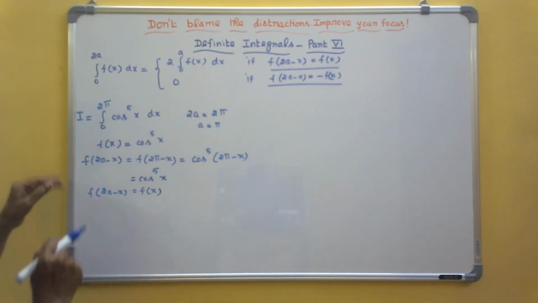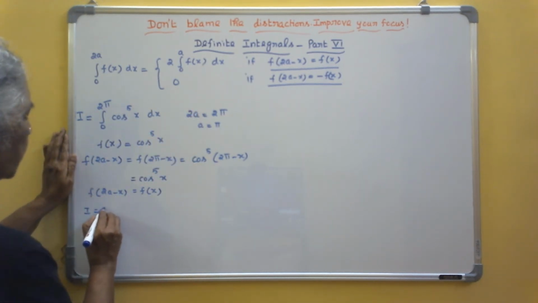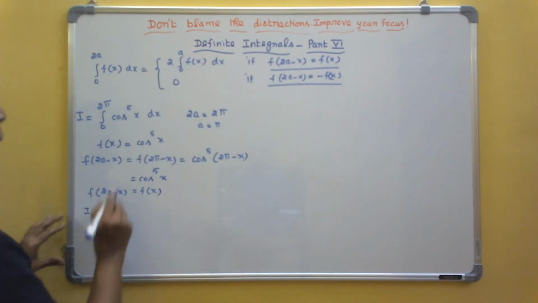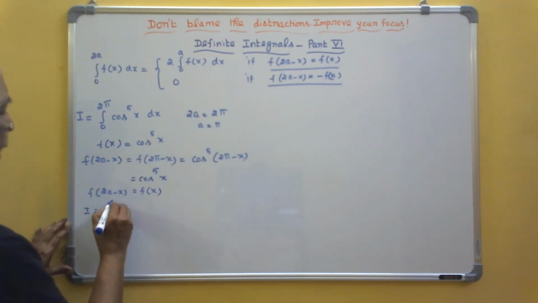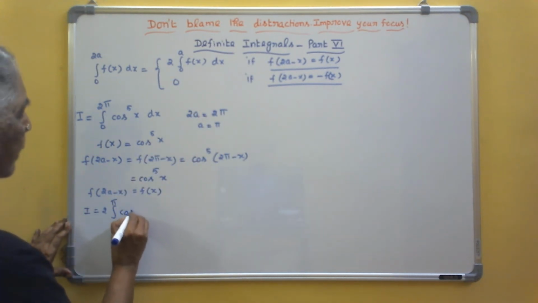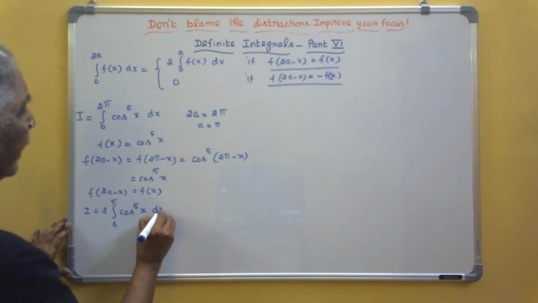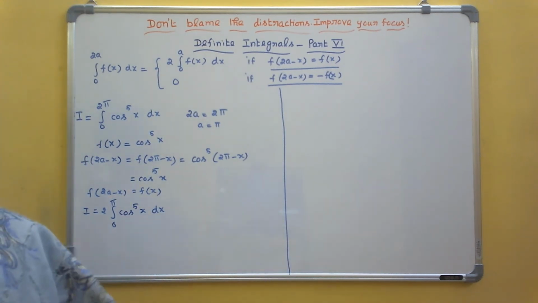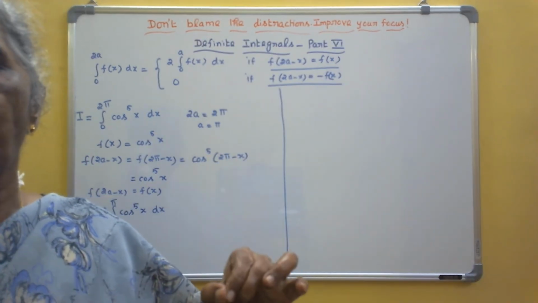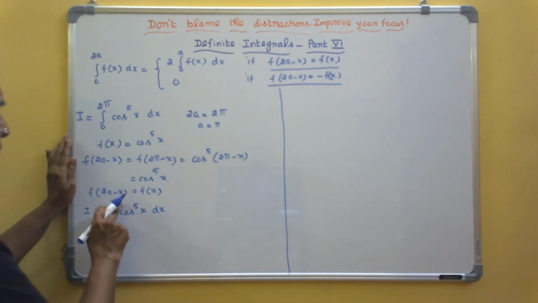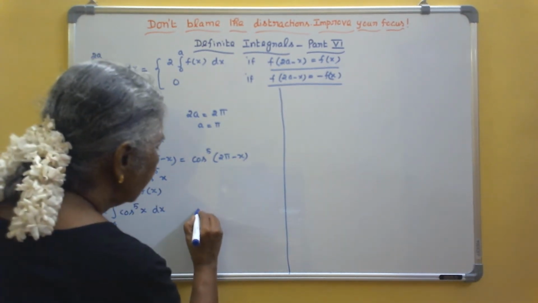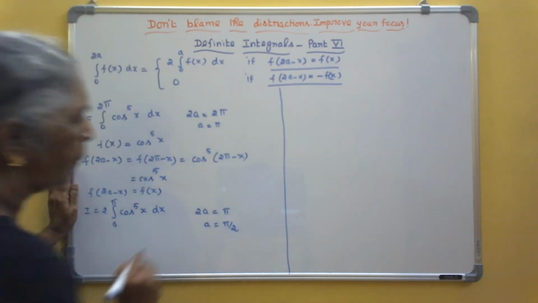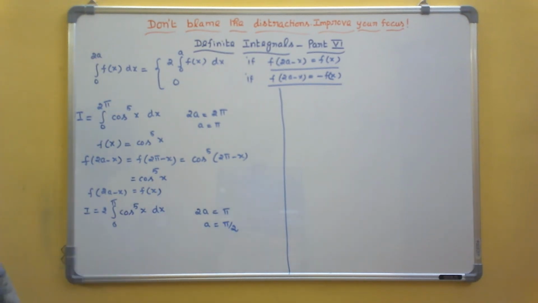Okay. So now you will get I will be equal to twice integral 0 to a, that is 0 to 2a is 2 pi, a is pi. So now you will get pi and then cos power 5x dx. Now actually I am going to use this property once again. Let us see what happens. Now in the place of 2a I have pi now, right? So now 2a is equal to pi. So my a will be equal to pi by 2 now. The same property I am going to use.